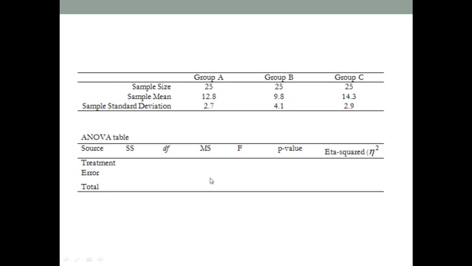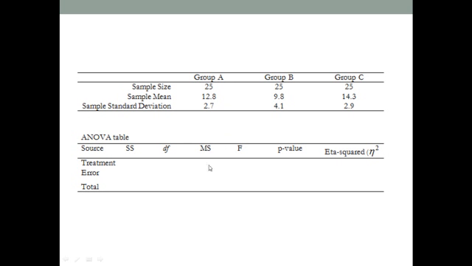I'll start with the standard deviations I've given you here. Remember, MSE, the mean squared error, is, or at least one way to think of the MSE is, the average of the variances for the groups. So if I just take each one of these squared, 2.7 squared, 4.1 squared, and 2.9 squared, and find out what those are, and take the average of them, that's going to be the mean square error. And you're going to put that right here.